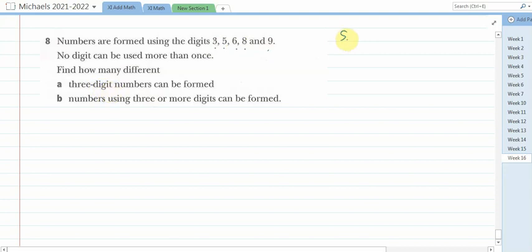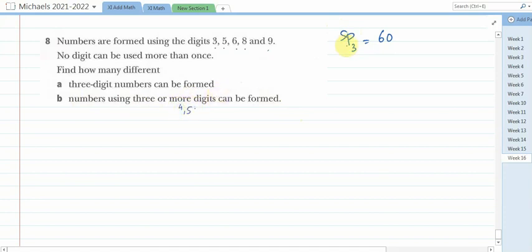It will be 5 permutation 3. Alright, because there are 5 numbers and we need to pick 3 of them. So it's 5P3, which gives you the value of 60, and that is your first part answer. Alright, for part B it says how many numbers using 3 or more digits can be formed. We have done the number for 3 digits, right? So what do you think if it says 3 or more digits? That means now it talks about 4 digits or 5 digits, right?